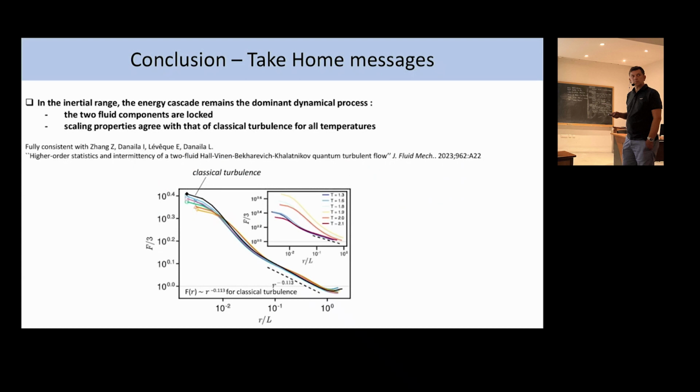And the second message is that in the inertial range, in the cascade range, the cascade remains the dominant dynamical process. The two fluid components are locked, and the scaling exponents agree with that of classical turbulence for all temperatures. We don't see any temperature effect. Okay, thank you.